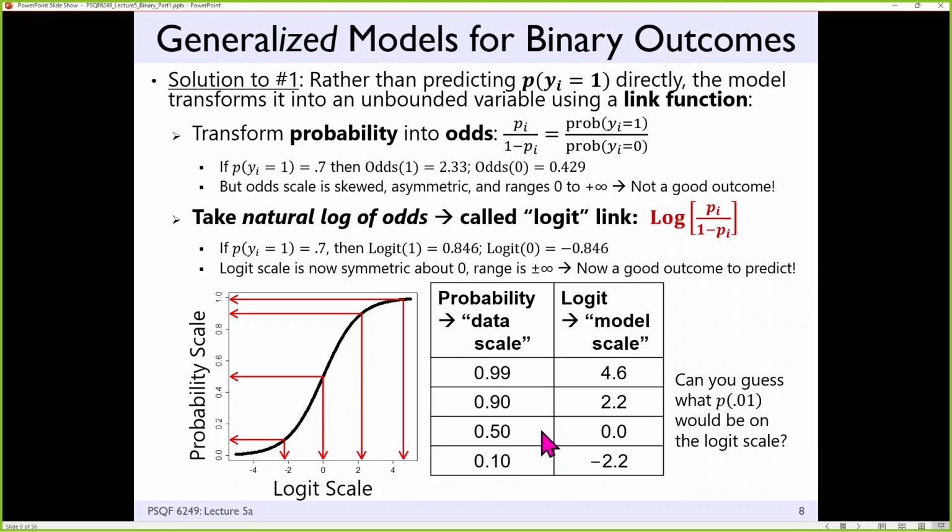If I have a probability of 0.9, that's a logit of 2.2. A probability of 0.1 instead is negative 2.2. 0.99 is 4.6. Can you guess what 0.01 would be? Negative 4.6. Okay, this is a really, really important point.